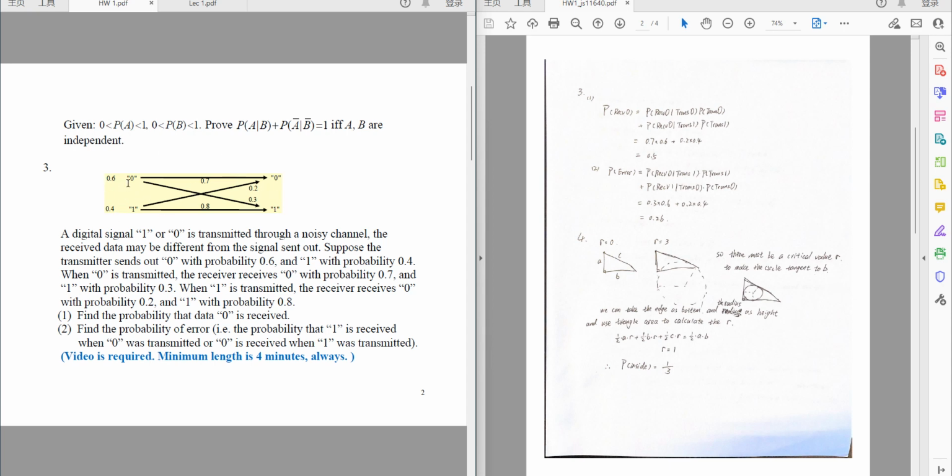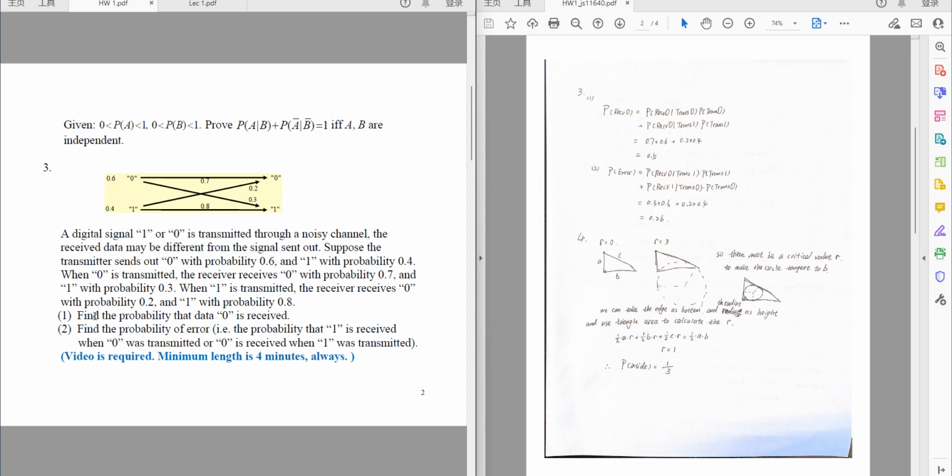When transmitting 0, 0 is received with a probability of 0.7, and 1 is received with a probability of 0.3. When transmitting 1, there is a 0.8 probability that 1 is received and a 0.2 probability that 0 is received.